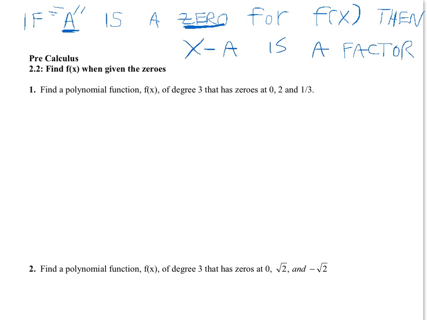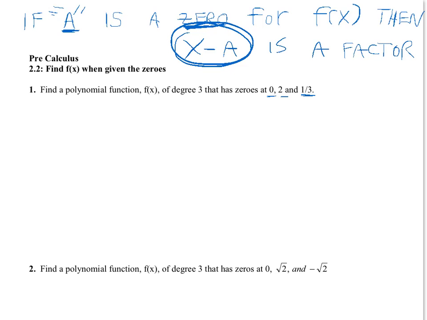Okay, so let's look at number 1. We have: find a polynomial function of x. It's got to have a degree 3, and it gives us the 3 zeros. So now this is opposite of everything that we've done. Before we had problems where we were given the equation for f of x, we had to find the zeros. This is completely the opposite. They give us the zeros, now we have to come up with the equation. Okay, this is the big thing right here.